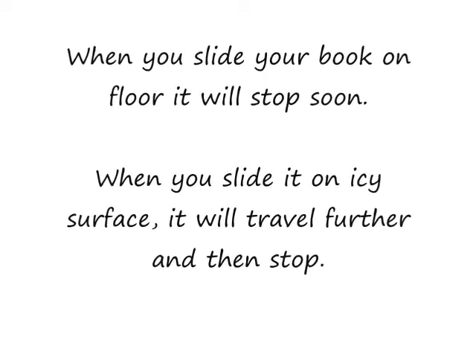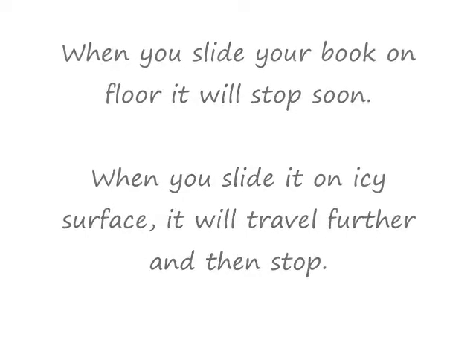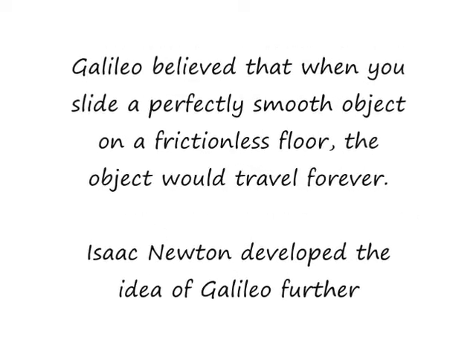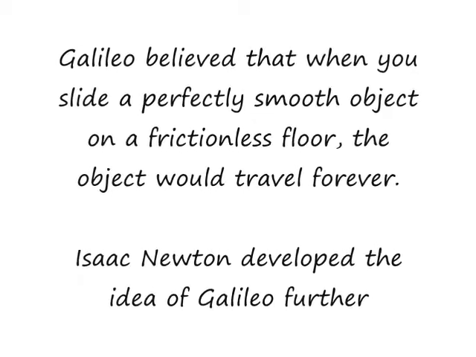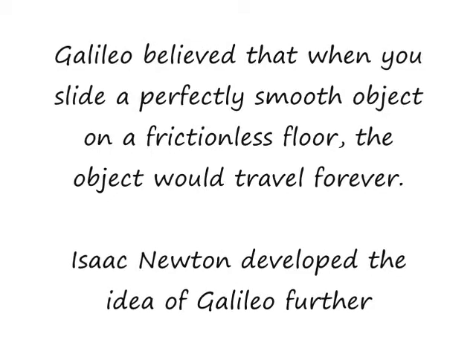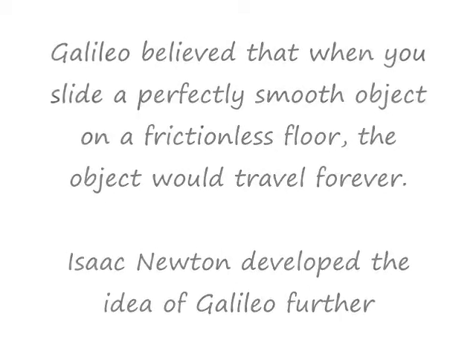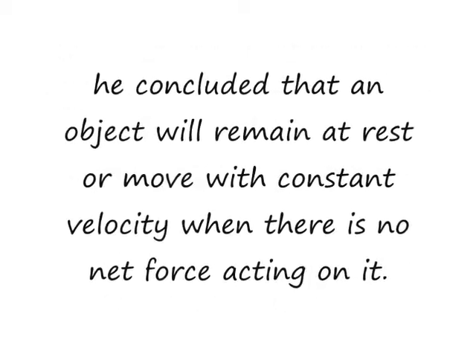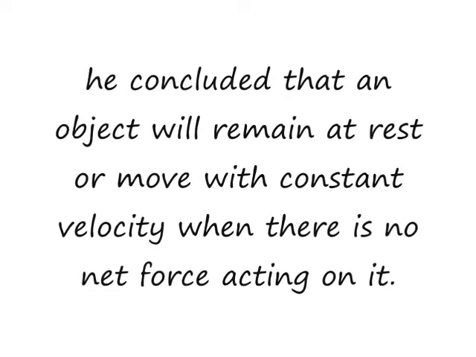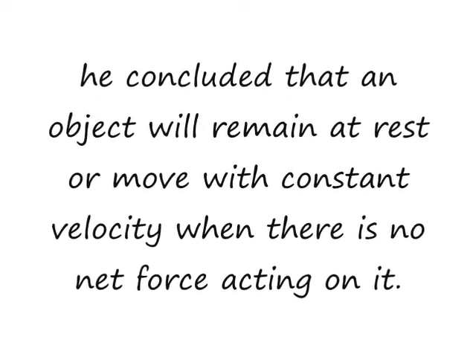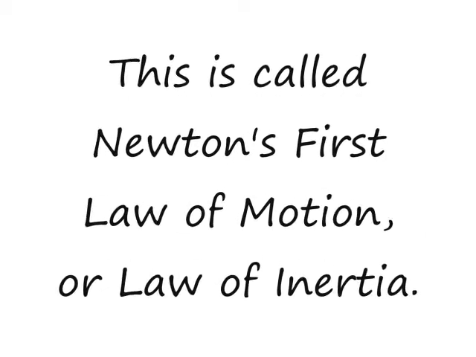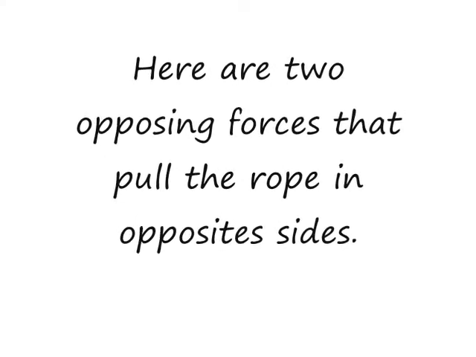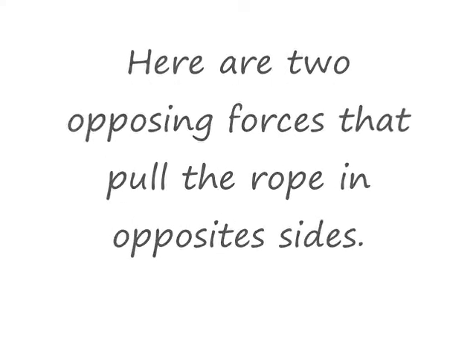When you slide it on an icy surface, it will travel further and then stop. Galileo believed that when you slide a perfectly smooth object on a frictionless floor, the object would travel forever. Isaac Newton developed the idea of Galileo further. He concluded that an object will remain at rest or move with constant velocity when there is no net force acting on it. This is called Newton's first law of motion or law of inertia. Here are two opposing forces that pull on the rope in opposite sides.